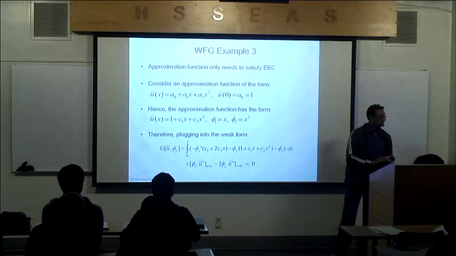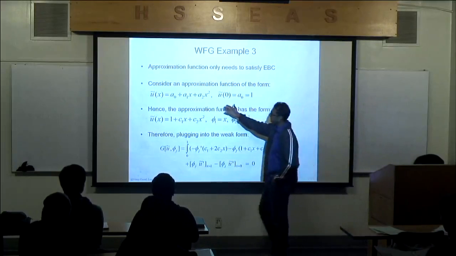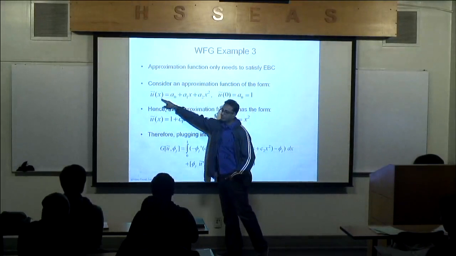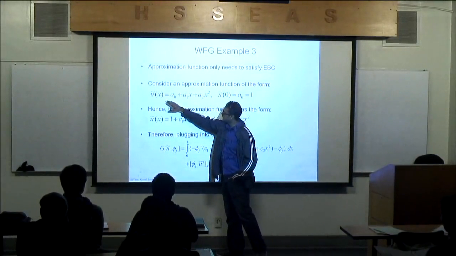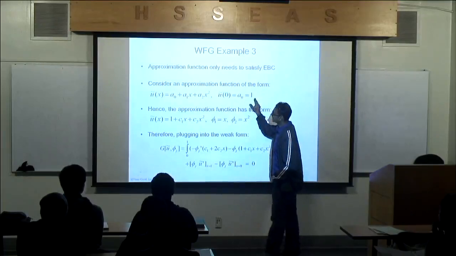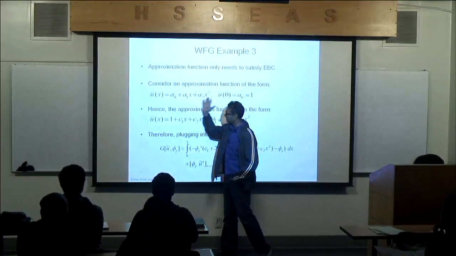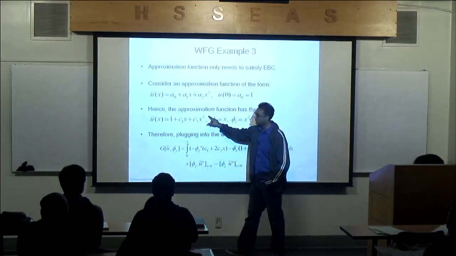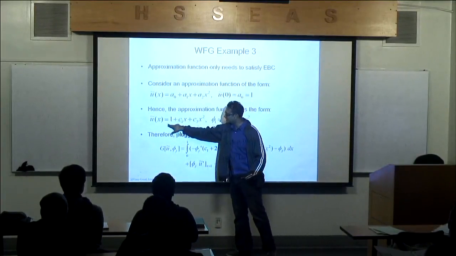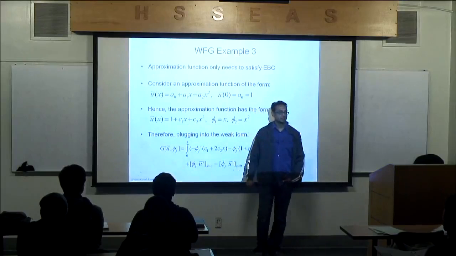If you select an approximation function like that, you make x equals 0, and a naught is 1. That's the only thing you have to satisfy, actually. So then you have this 1 plus c1x plus c2x squared. You can quickly see that I have this term here, this 1. That's your phi sub 0.